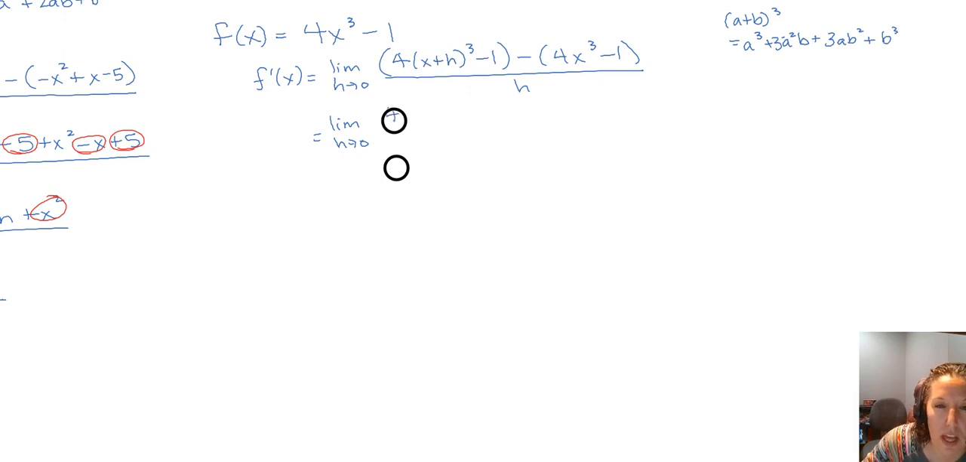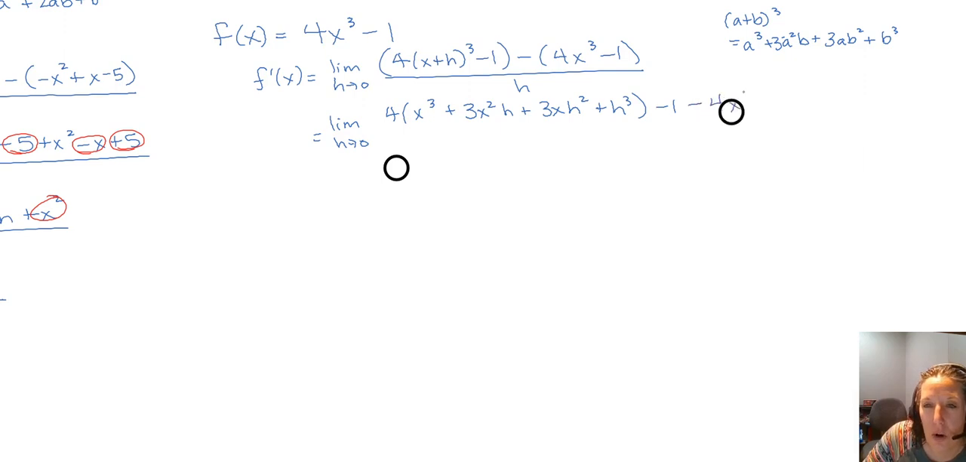We still need to multiply that 4 by, so we'll put parentheses around it. Here our a is x and our b is h, so we'll get x cubed plus 3x squared h plus 3x h squared plus h cubed. All of that comes from cubing out that binomial. We still have that minus 1 left in the first set of parentheses, and we can distribute our negative to the second set, and we'll get minus 4x cubed plus 1. All of that is still over h.